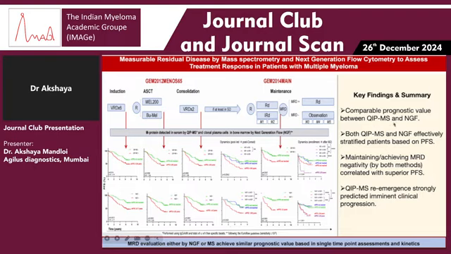So comparable prognostic value was found between mass spectrometry and flow cytometry at all the time points. Both of them effectively stratified patients based on progression-free survival. Maintaining and achieving MRD negativity by both methods was correlated with a superior progression-free survival. And in QIP mass spectrometry, re-emergence of MRD strongly predicted imminent clinical progression.